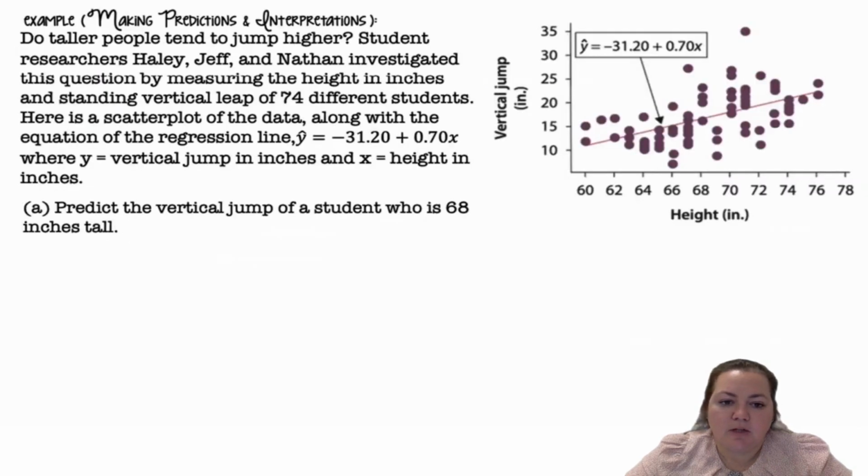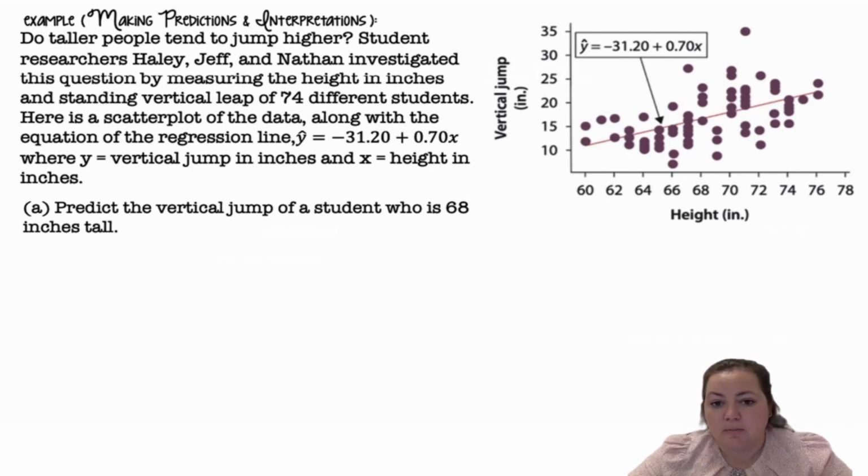All right, making predictions and interpretations. Do taller people tend to jump higher? Student researchers Haley, Jeff, and Nathan investigated this question by measuring the height in inches and standing vertical leap of 74 different students. Here is a scatter plot of the data along with the equation of the regression line y hat equals negative 31.20 plus 0.70x, where y equals the vertical jump in inches and x equals height in inches. Predict the vertical jump of a student who is 68 inches tall.